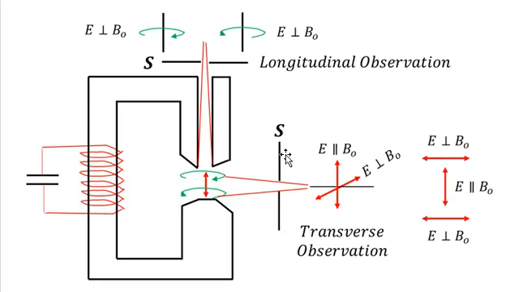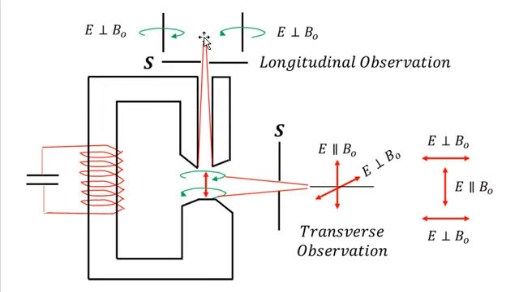And you see that there are two slits represented by capital S. This is slit 1 in a transverse observation direction, and there is another slit S in the longitudinal observation. Because in the longitudinal observation, the direction of the magnetic field is the same in this vertical direction. Because the direction of the magnetic field is vertical, that's why it becomes the longitudinal observation.